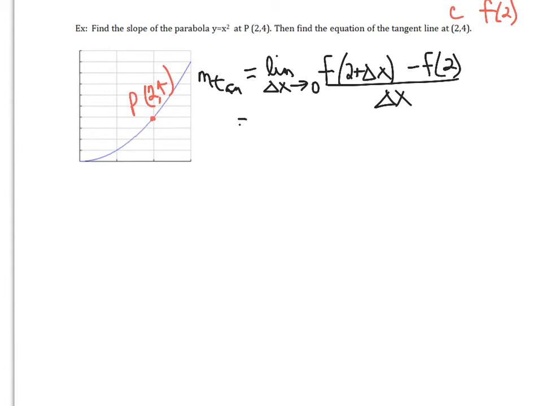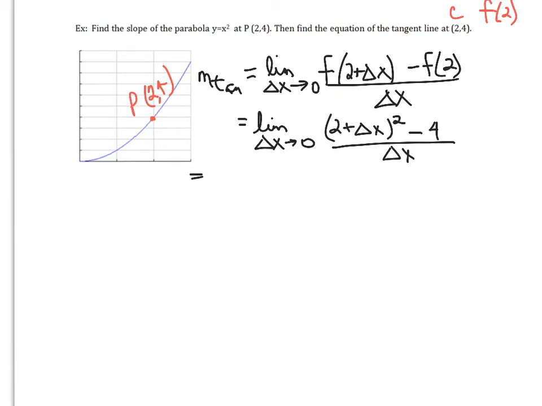So let's go ahead and substitute our 2 plus delta x into our function where I see an x. Now you'll notice that my equation is y equals x squared. So I'm going to take the input, 2 plus delta x, and substitute it for x, so that means I'm going to square it. There's nothing else in that function, so that's the extent of f of 2 plus delta x, minus f of 2. Now when I substitute 2 into my function, I see that I do get 4, but I was also given the output for that ordered pair as well. All divided by delta x.